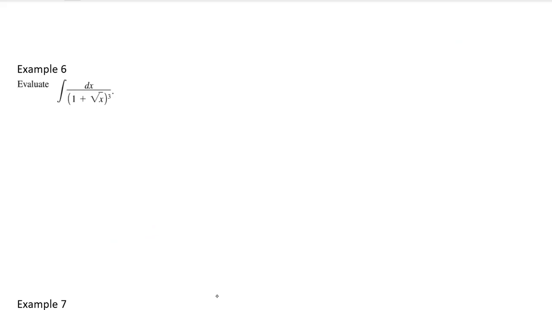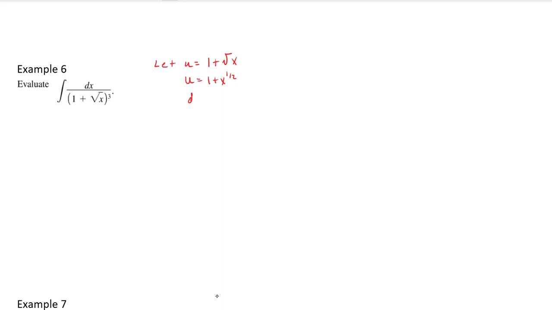Example 6. This one is going to be a u substitution, but it is not a straightforward u substitution where I'm just going to do u and du and be done. Looking at this problem, what do you think u should be equal to? 1 plus the square root of x. All right, that 1 plus the square root of x I could rewrite as 1 plus x to the 1/2.